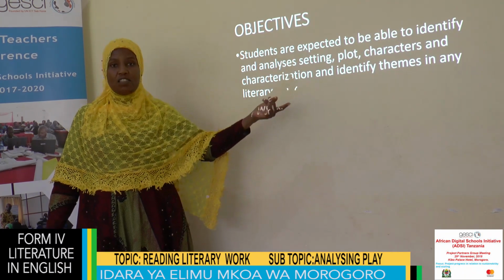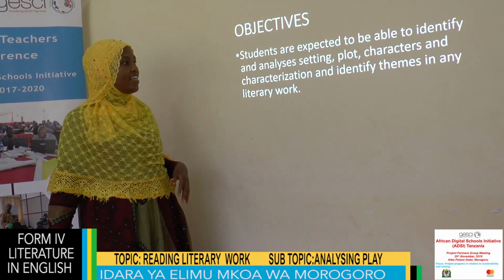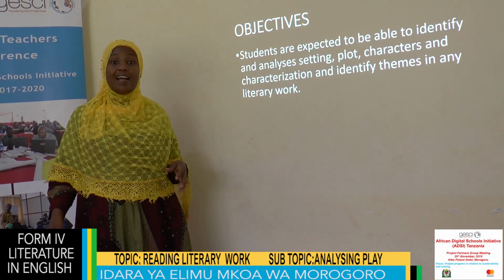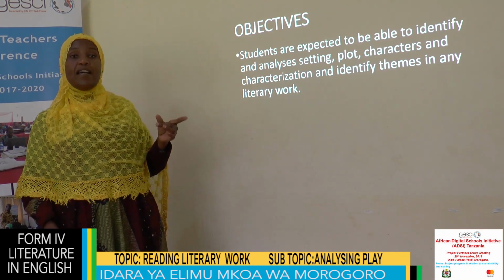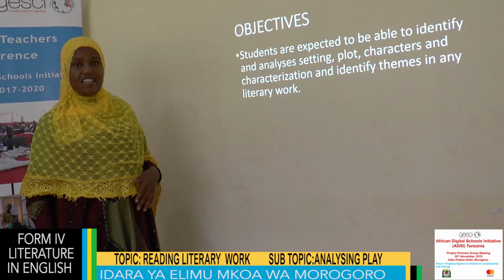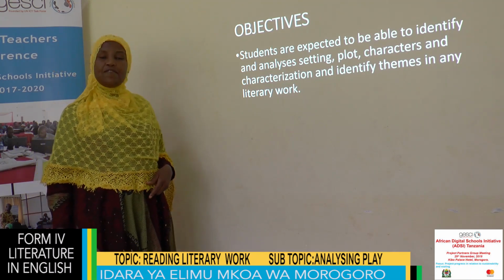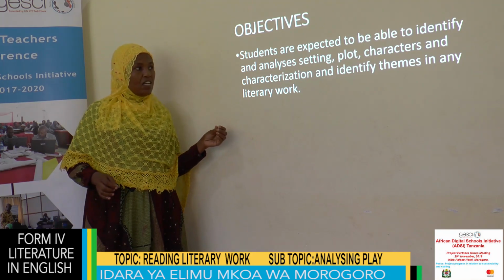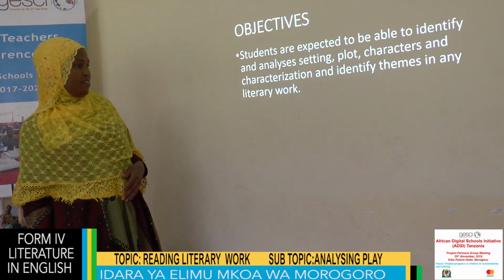Also, there is the plot. Plot has to do with the sequence of events in any literary work. Also, there are characters. These are the people that are being used by the playwright to carry the intended message. And lastly, you are going to identify the themes. The themes here, we are talking of the contents of that work of art.